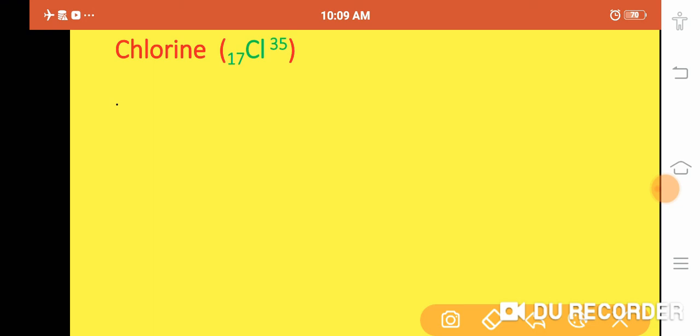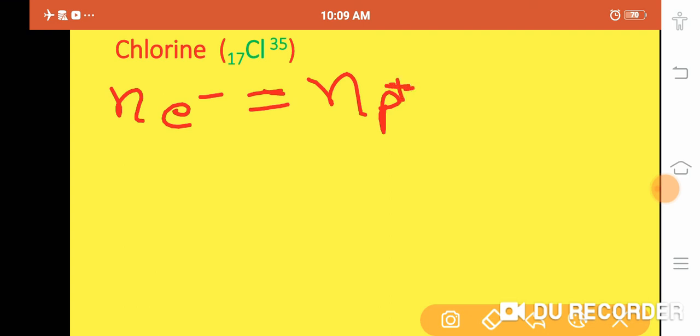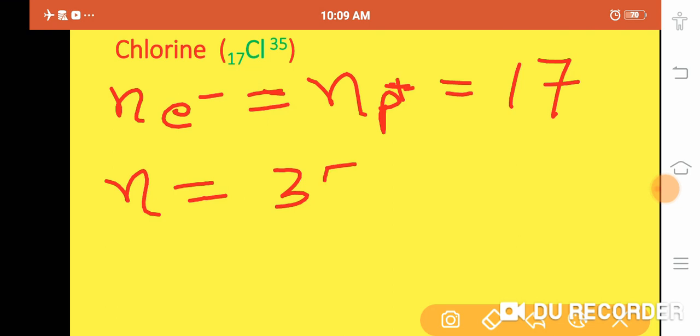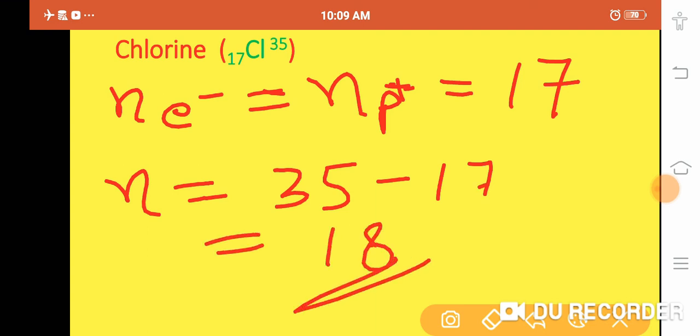So here, number of electrons is equal to, same formula I am writing, my dear, that you can get easily. Number of protons is equal to how much? 17. And what about the number of neutrons? Number of neutrons is equal to atomic mass, that is mass number, minus number of protons, which is 17, is equal to 18.